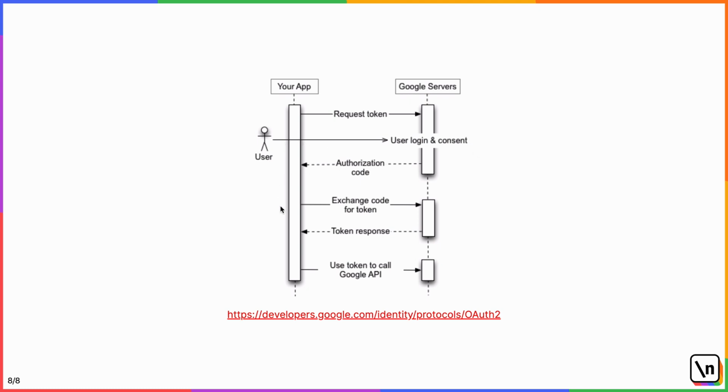The user first requests a token, which takes the user to the login and consent screen. From there, an authorization code is returned. A request is then made to Google servers with the authorization code to retrieve the access token. With the access token available, the app is now able to make requests to Google APIs. We'll get a clearer understanding of this as we begin to introduce this functionality into our application.